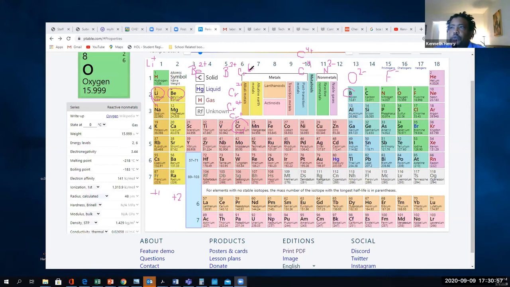Okay, so now these are all examples of ions, and this is also how you determine what the charge is going to be on the ion. All your halogens, their charge is going to be a minus one. Your chalcogens, they're always going to be minus two.